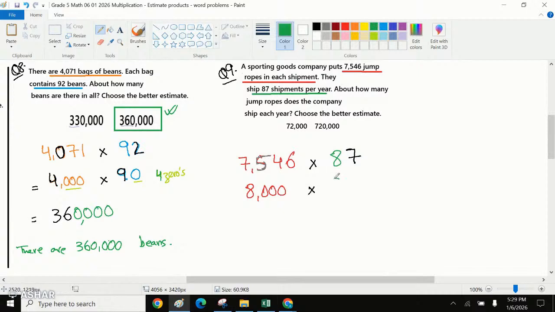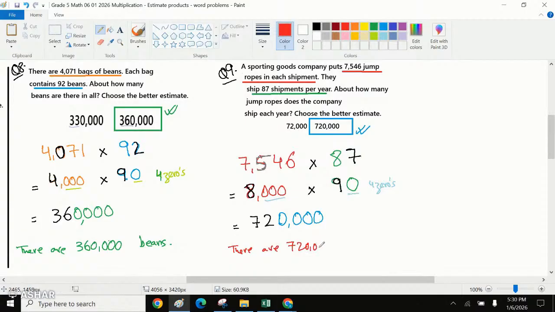So 87 is nearer to 90 than 80, right? We count the number of zeros. We have 4 zeros, right? So let's multiply. 8 multiplied by 9 is 72. And we had 4 zeros: 1, 2, 3, and 4. That means 720,000 is the better estimate, right? Or we can write the statement that there are 720,000 jump ropes that are exported, right?